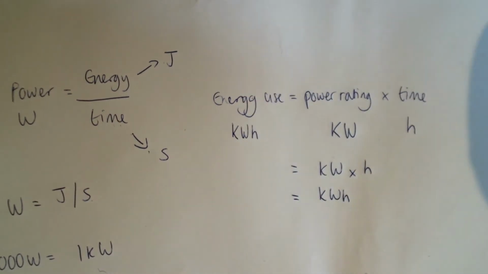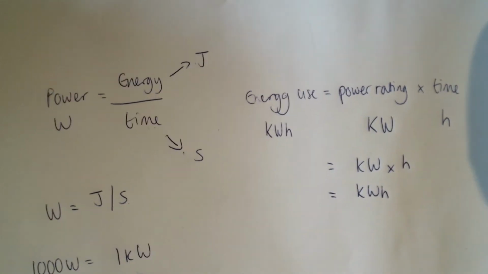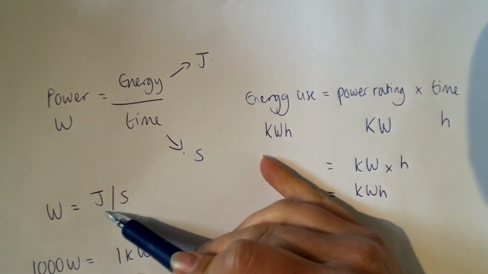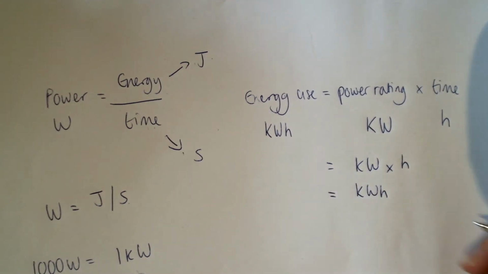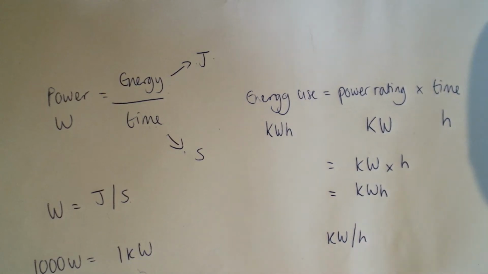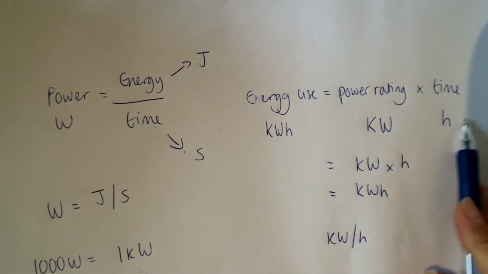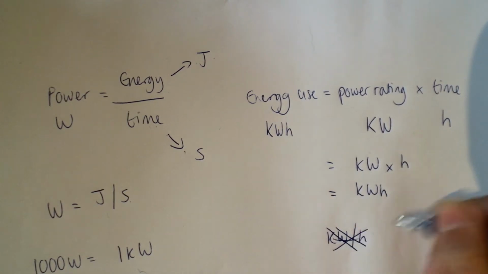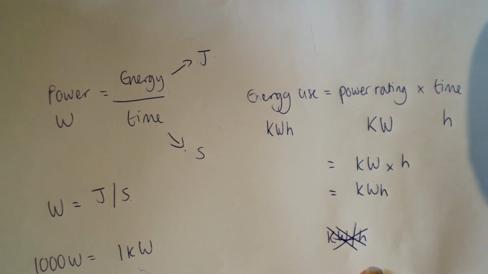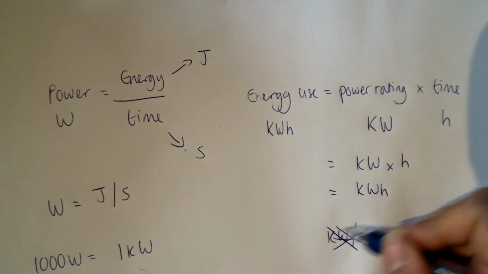Whereas with the other one we're doing a divide, we're doing joules divided by seconds, so we would have to put a slash in there. If we did kilowatts per hour, then that means per hour this is how many kilowatts are being used. That's not the same as saying how many kilowatts have been used. So this is like kilowatts over an hour, and that's what that one is.